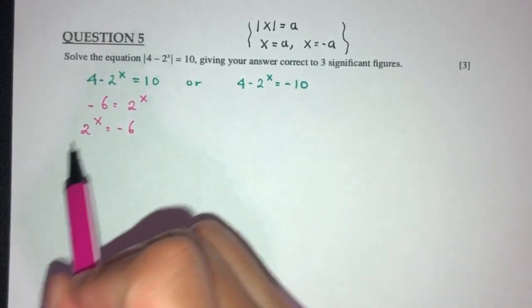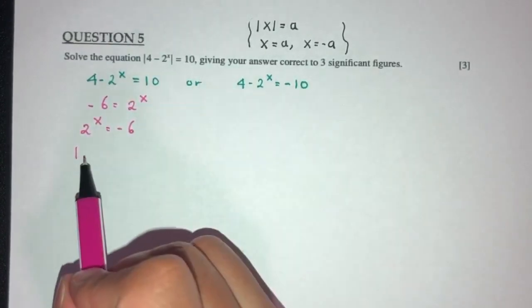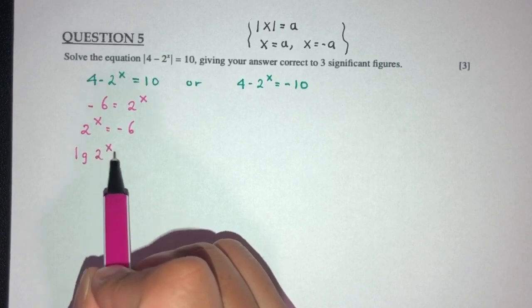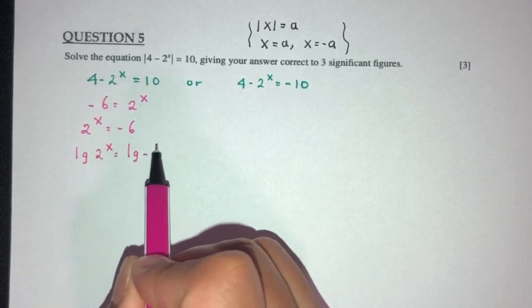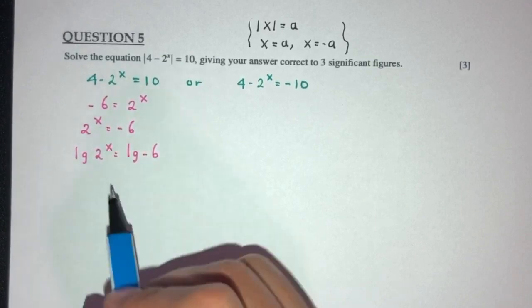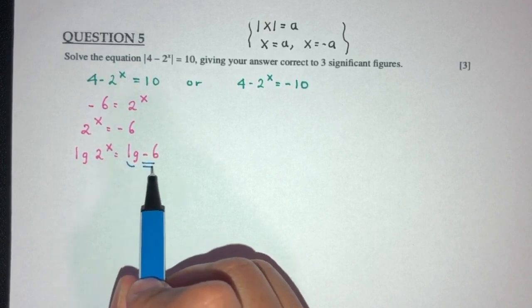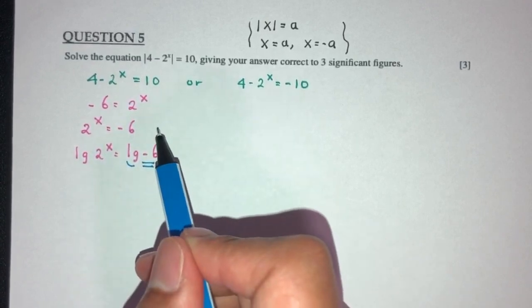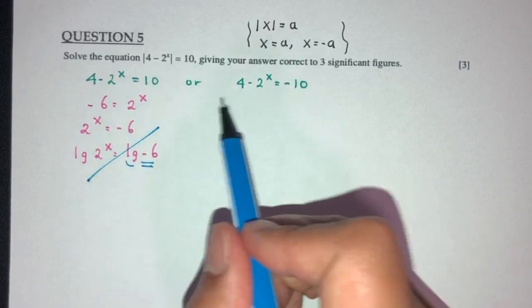Obviously, to bring this down, we have to apply log or ln on both sides. Doesn't really matter. Now, when you do this, you realize, in this case, it's not possible because log cannot take a negative value. So this will not be a valid answer on this side. Let's look at this one now.